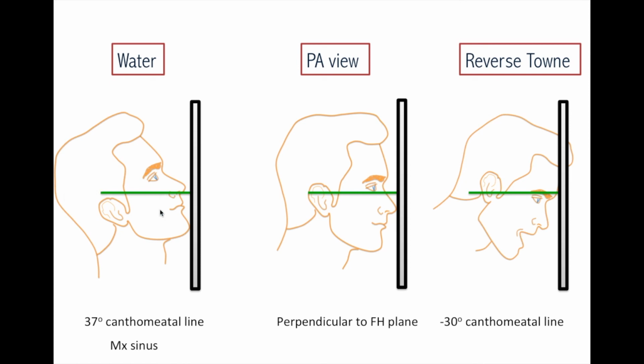The beam is directed along the maxillary sinus in Waters view. It is directed along the bridge of the nose in the PA view, and it is directed along the condyle in reverse Towne's view. So that was all about extraoral radiography, and I hope this video helped.